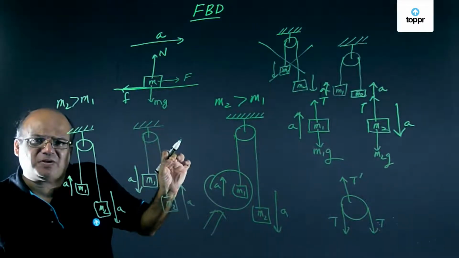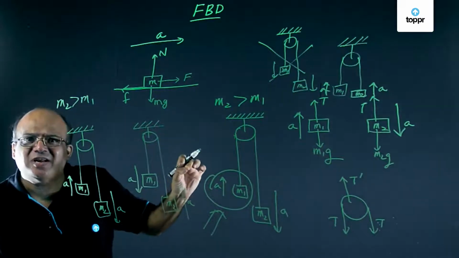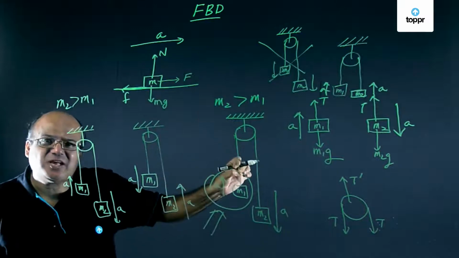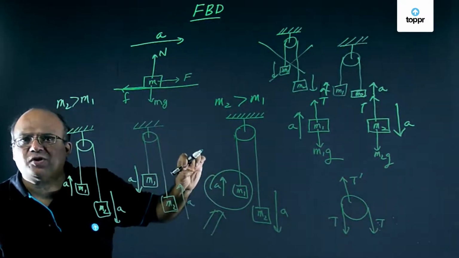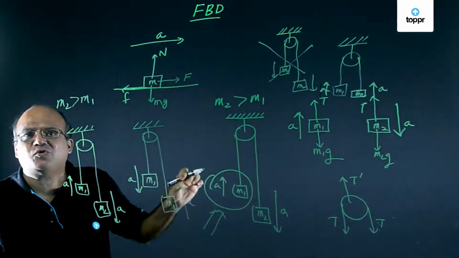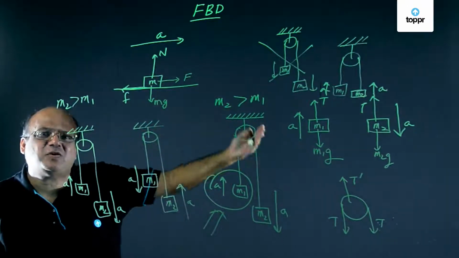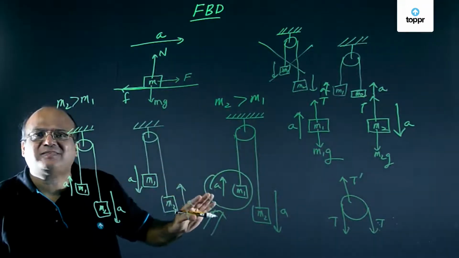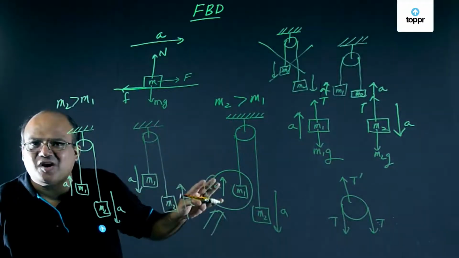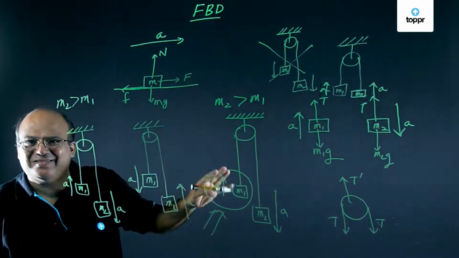This trick you must remember, because books will not tell you, teachers will not tell you, but you must understand that in every problem we must resolve forces in the direction of acceleration and perpendicular to acceleration. Then along each axis we apply F net equals mass into acceleration. Once you have got these equations, we solve for acceleration and tension simultaneously. And this is how we solve problems on Newton's laws.